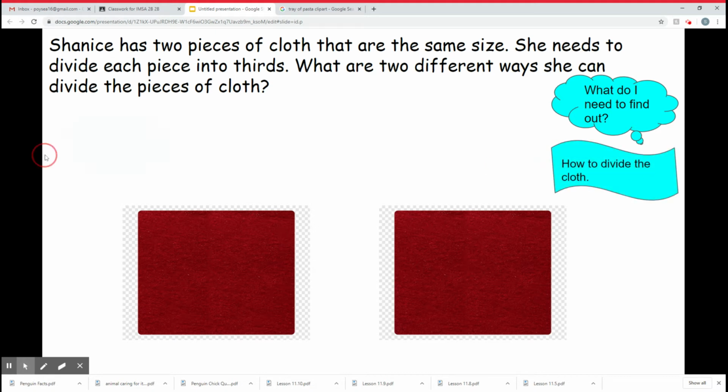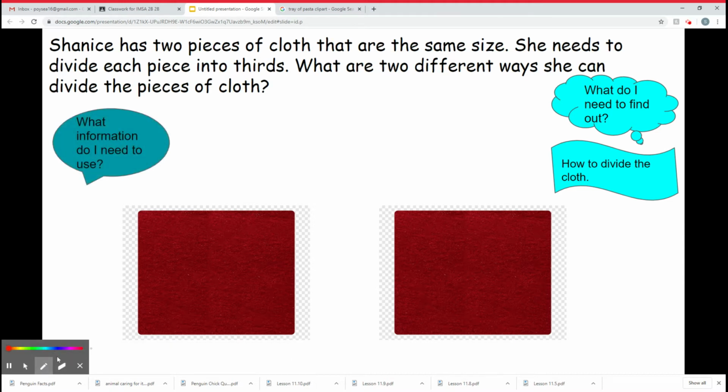Okay, and now let's look at information we need. So Shanice has 2 pieces of cloth that are the same size. Here's the cloths. She needs to divide each piece into thirds. What are 2 different ways we can do it? Okay, let me change my color so you can actually see it. We need to cut it into thirds. Remember, if I did it like this, is that thirds? No, this side's very small. This side's big. This side's big. They're not equal parts. So it wouldn't be thirds. We have to make sure that they are equal.